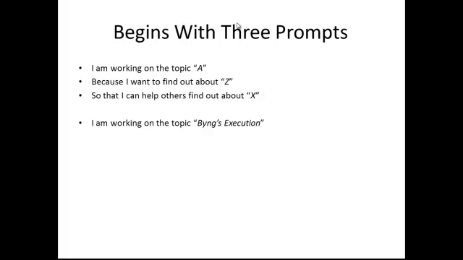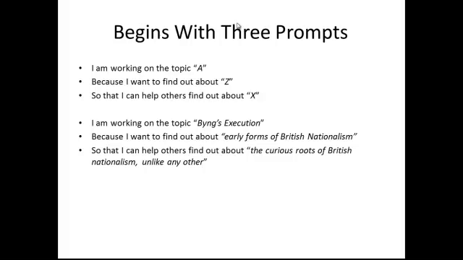And the annoying person on the other side of the table, with a little voice inside of my head, will go, why? Well, because I want to find out about early forms of British nationalism, and by studying John Byng's execution, that will help me get here. Why? I'm glad you asked, because I want to help others find out about the curious roots of British nationalism. It's not like any other form of nationalism anywhere in the world. So you see how I did that? Why? And then you keep asking that question. You have to do the same thing. Don't be afraid. You can do it.